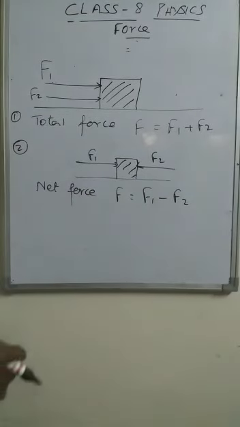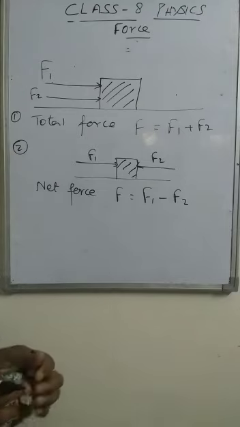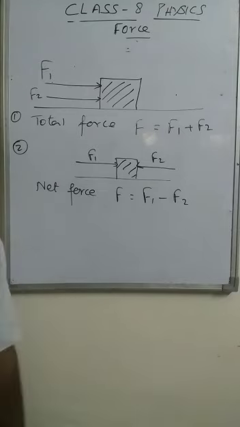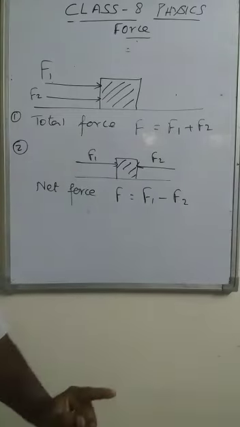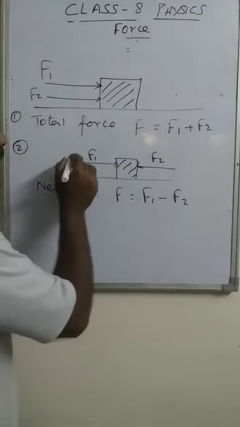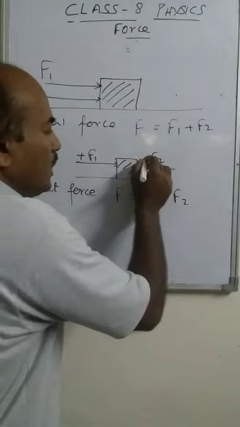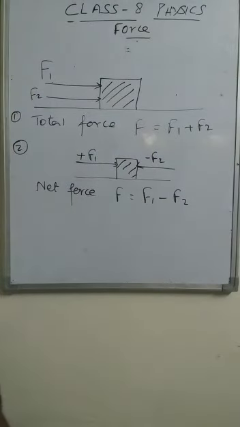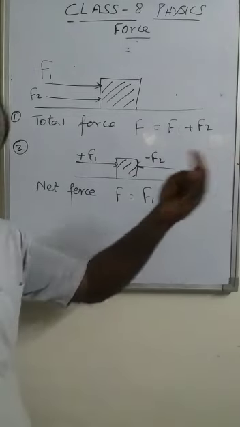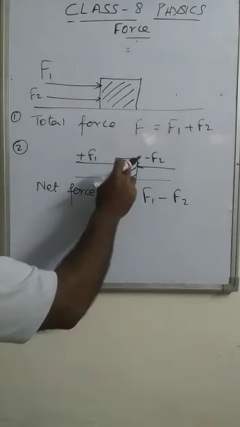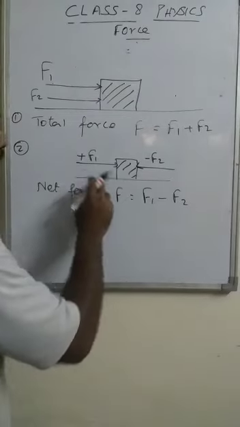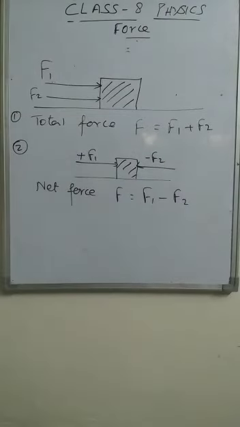Why should I write it as F1 minus F2? Because conventionally the forces acting towards the right are taken as positive. So F1 is acting towards the right. F2 is acting towards the left, that is taken as negative, just like the number line. In the number line, towards the right all the numbers are increasing, towards the left numbers are decreasing. This is the resultant force. So F1 plus F2 minus.